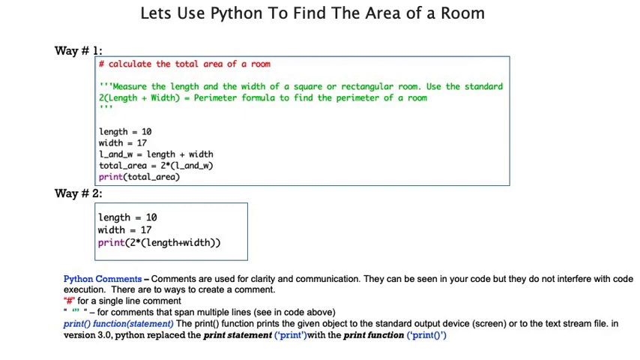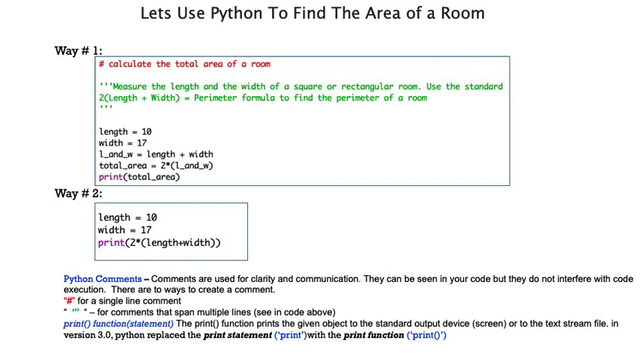So that's certainly one way to do it. The print function prints the given object to the standard output device, or your screen, or to a text stream file. In version 3.0, Python replaced the print statement, print, with the print function. I should mention this to you, it's the difference between 2.x and 3.x.